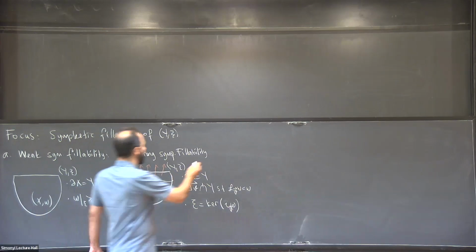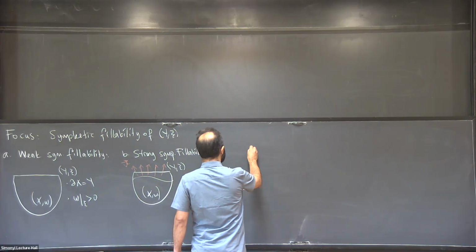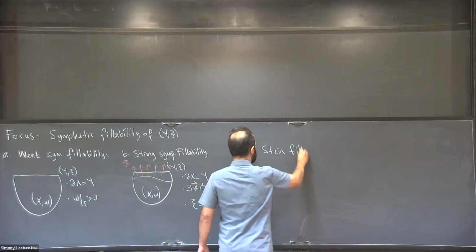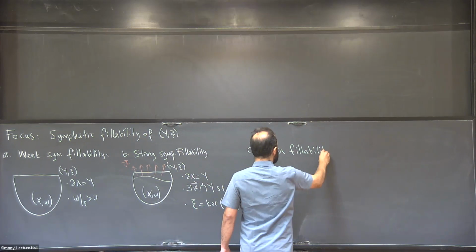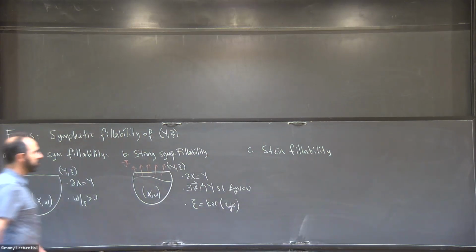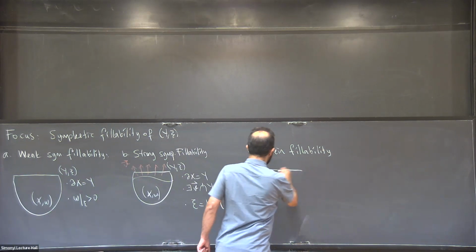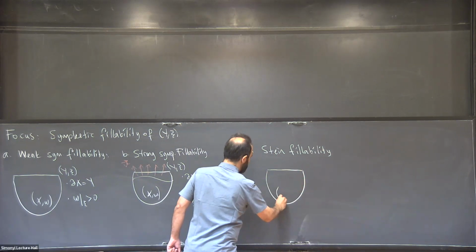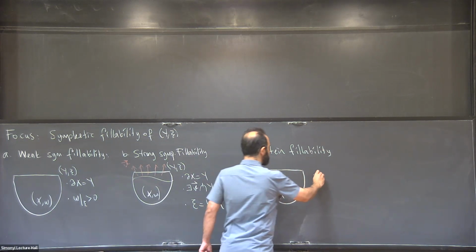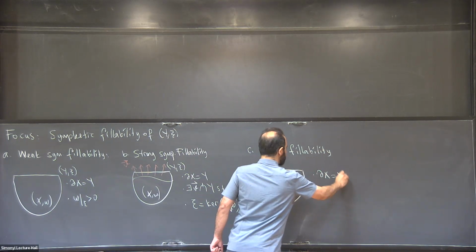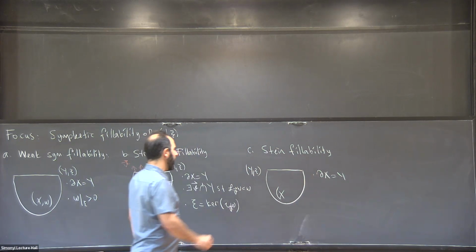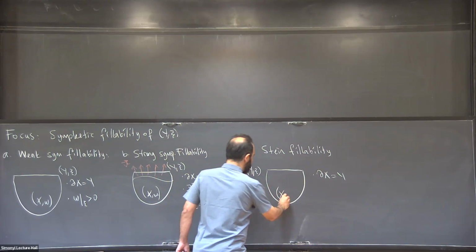The final type of fillability I will talk about is the so-called Stein fillability. Now we are talking about a compact complex manifold. So what I'm talking about essentially is this data of a compact complex manifold X. Its boundary is still Y, my contact three-manifold. But this is decorated further.